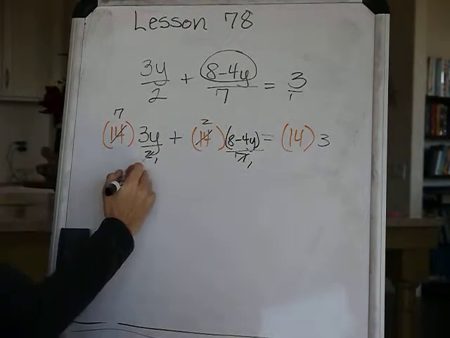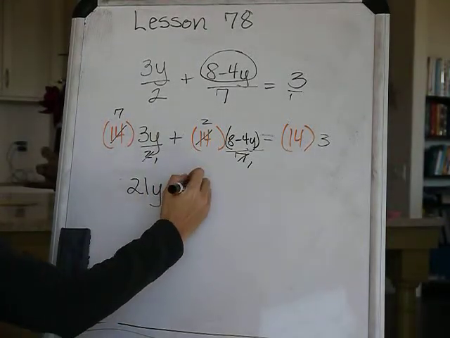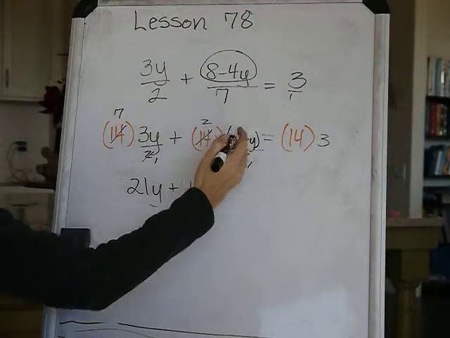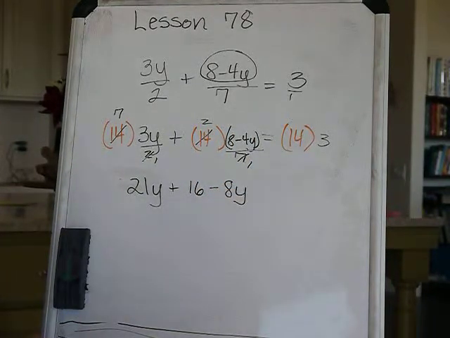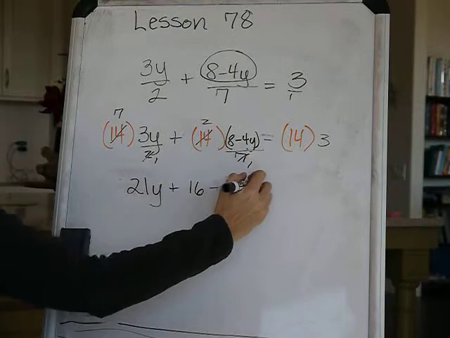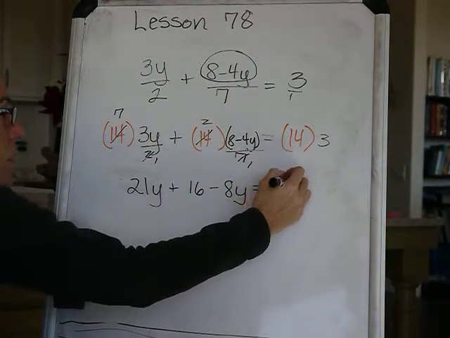I was like, wait, that was just 8 times 2. What are you doing? 2 times 8 is 16. 2 times negative 4y is negative 8y. Do you see where we're getting at? That we need to distribute the 2 through. And then 3 times 14 is 42.